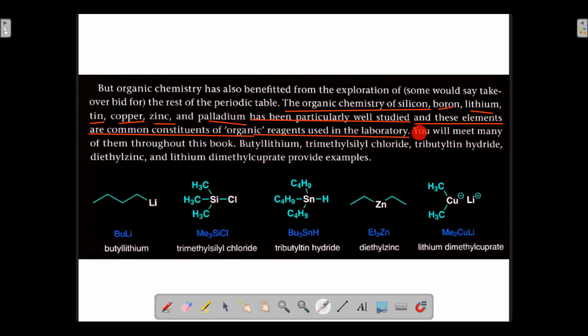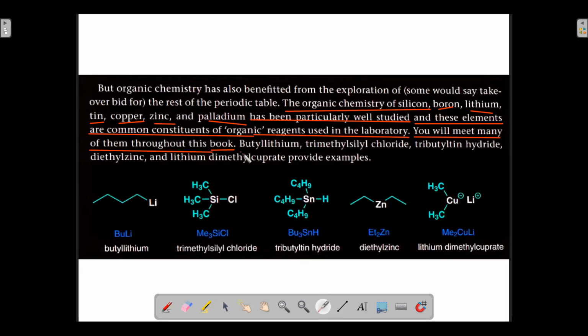You will meet many of them throughout this book. Because it is only unit 1 of this book going on right now, many of the compounds which we are talking about right now haven't yet been discussed, but we will discuss them as we move further in this book. We will meet many compounds containing these seven elements and perhaps some additional elements beyond these seven also. We will encounter them as we move ahead in this book.